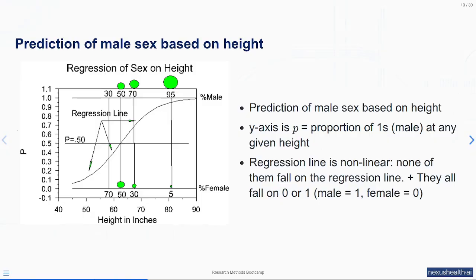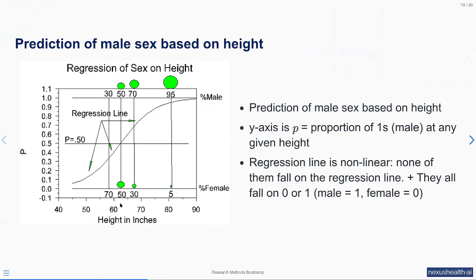So let's consider this example that seeks to predict gender based on height. So the prediction of male sex based on height. So it's saying, look, given a certain height, what is the probability the person is male? So if you look at this graph on the y-axis, it gives us the proportion of males at any given height. And if we were to plot that line, we will find that as height declines, the proportion of males within the sample also declines. So this is really what this graph is showing us, and these circles just show us the relative proportions that are male at each given value.